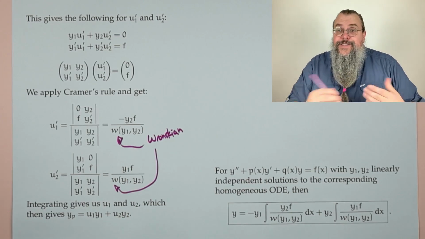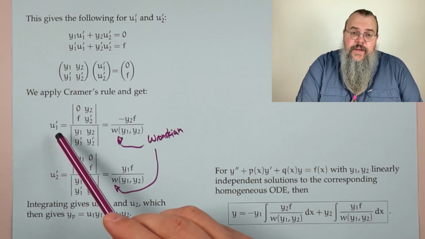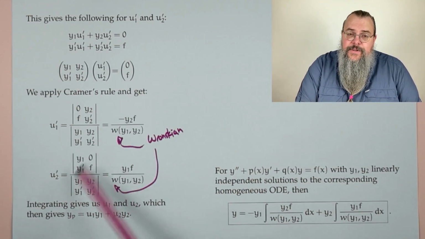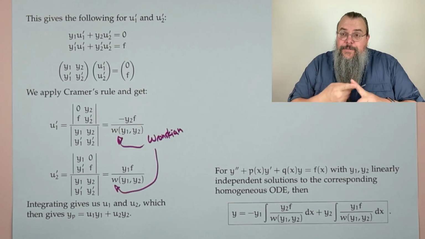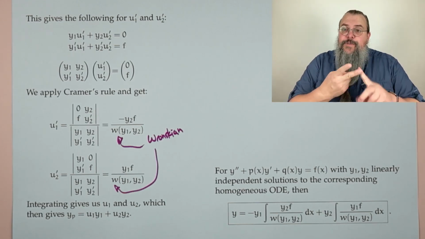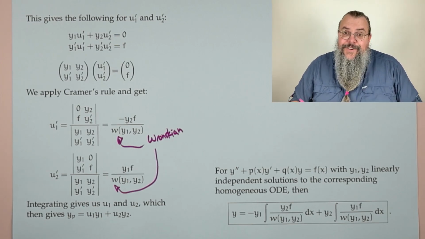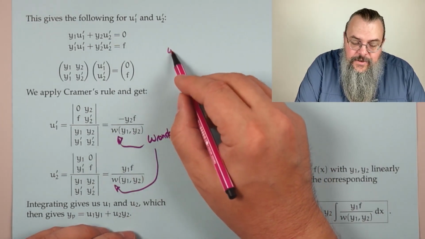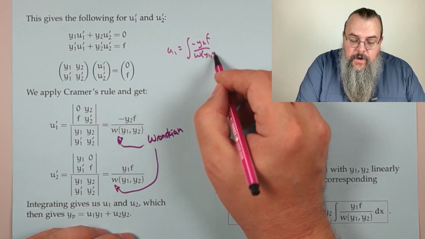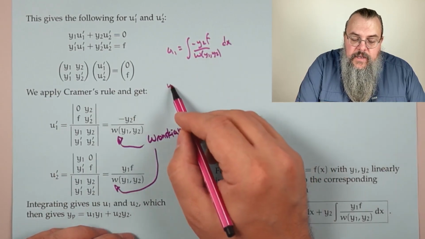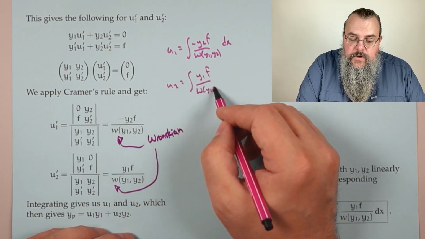All right. Now, in a similar way, for u2 prime, you replace the second column by 0, f. Now, the determinant, y1 times f, and then you have a 0. Again, Wronskian. So, solving this system of equations, we get u1 prime and u2 prime. How do we get u1 and u2? Well, the answer is you integrate. So our great aha: u1 is the integral of minus y2f over the Wronskian of y1, y2 dx, and u2 is the integral of y1f over the Wronskian of y1, y2.